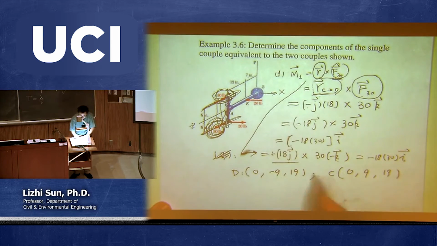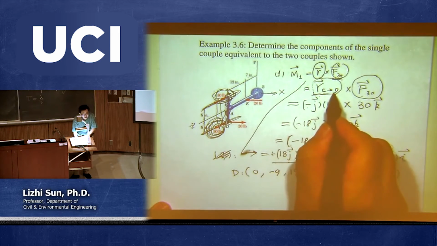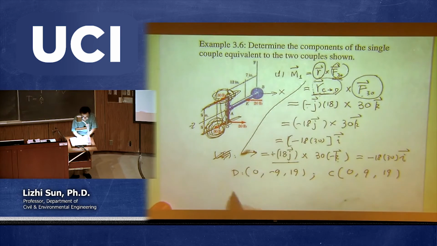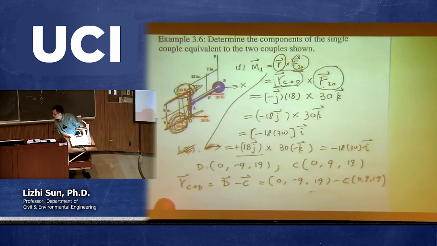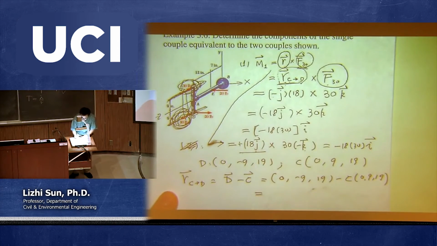Okay, good. So now, let's do this. From C to D. From C to D, that means D minus C. Good. So D minus C. What I'm going to do is 0, -9, 19, subtract C, 0, 9, 19. Can you see that? Okay, so then let's do the math. 0 minus 0, 0. -9 minus 9 is -18. 19 subtract 19, 0. So this is the one.